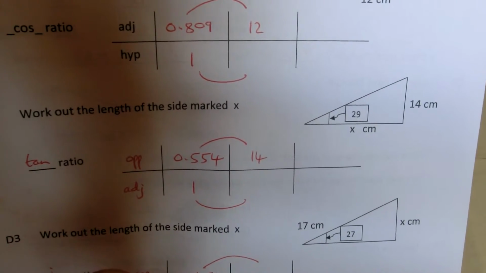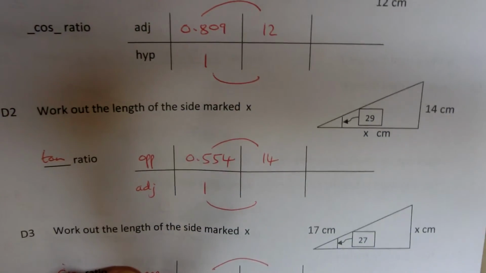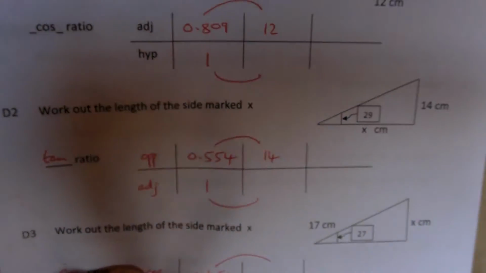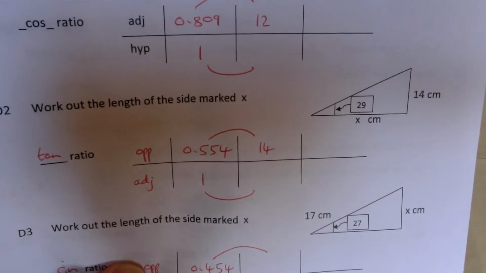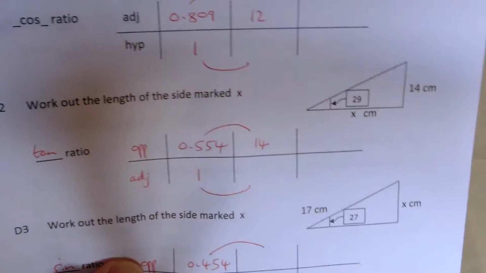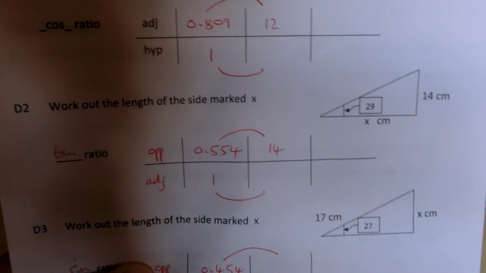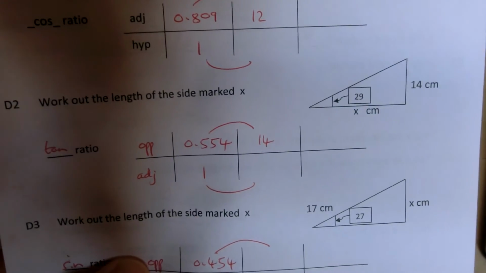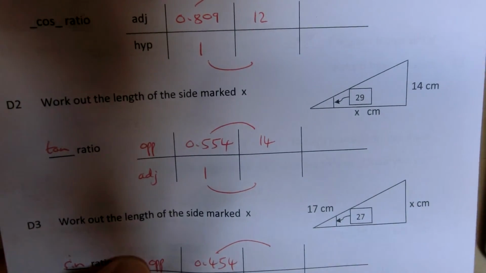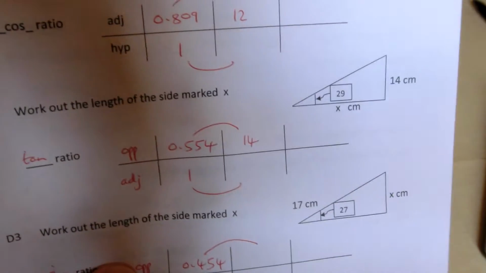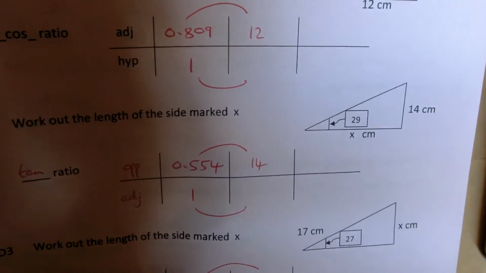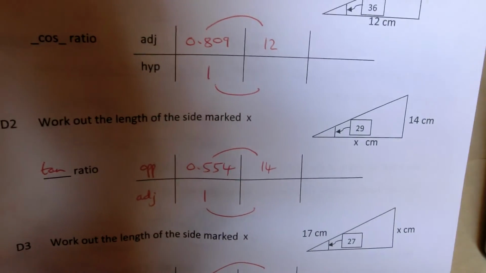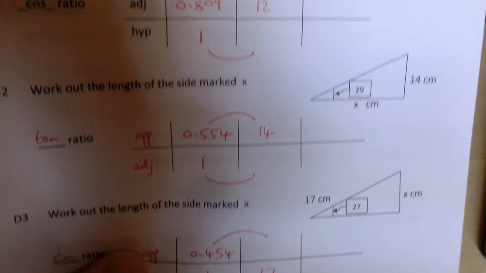14 divided by 0.554, and I'll do that right now. Oops, it's not working. So apologies for this. 14 divided by 0.554, I'm getting 25.3. So the bottom number, the 1, has to be multiplied by 25.3, and that gives us the answer. 25.3 is the unknown side, the X.